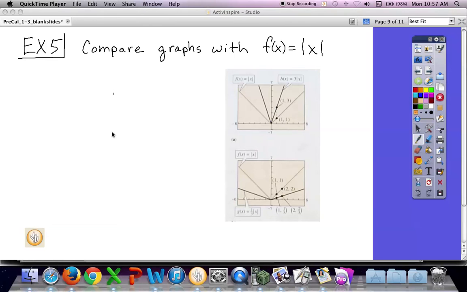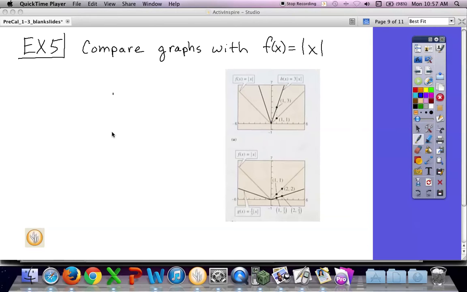All those transformations are called rigid transformations because they don't really change the basic shape of the graph. It's pretty much the same fixed shape being moved around. But these last two transformations are non-rigid transformations, and the way we're going to show it is by giving an example. We have two examples here.